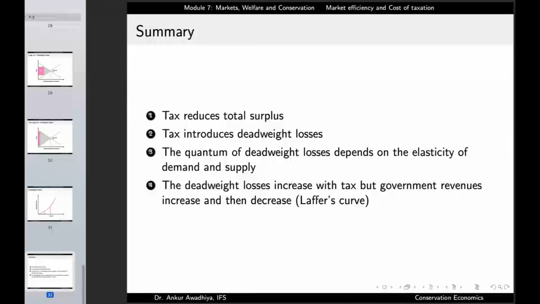So if we consider an inelastic demand and supply, for the same tax size, the deadweight loss is less. If either the demand or the supply curve becomes elastic, then the deadweight losses are more. If both the demand and supply curves are elastic, then the deadweight losses are even more. So the quantum of deadweight losses depends on the elasticity of the demand and supply, and the deadweight losses increase with the tax, but government revenues increase and then decrease following the Laffer's curve.